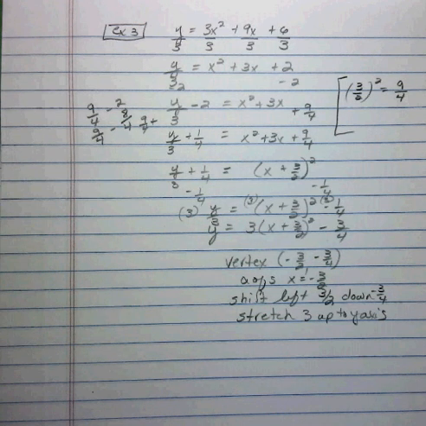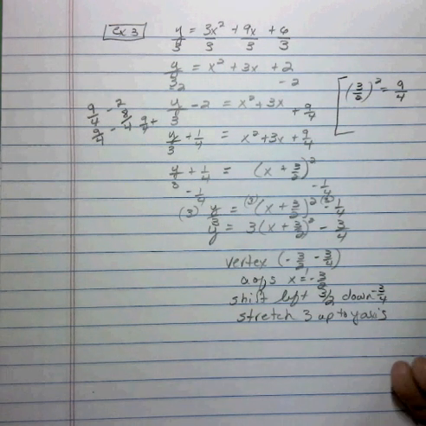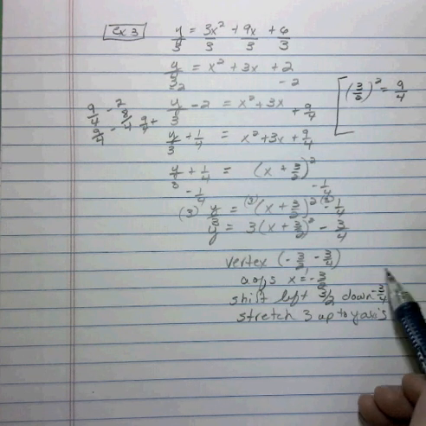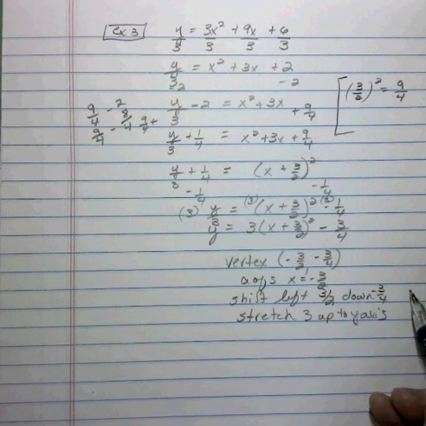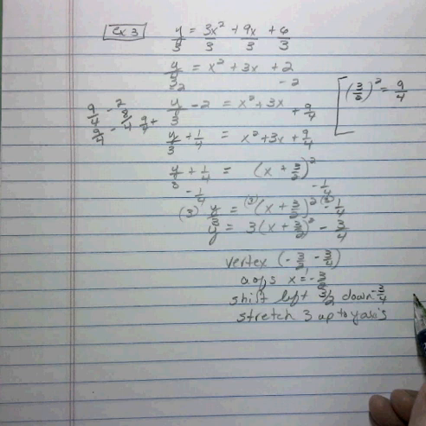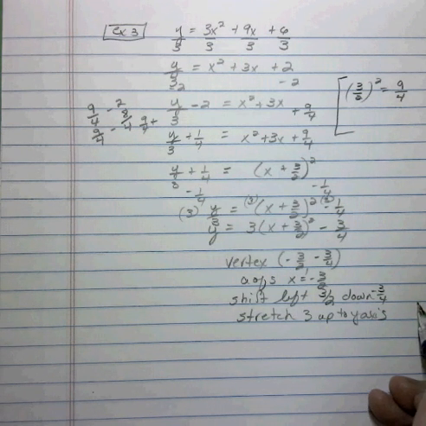So again, this video is about changing from general form to vertex form. This gives us 3 examples using the technique of completing the square.